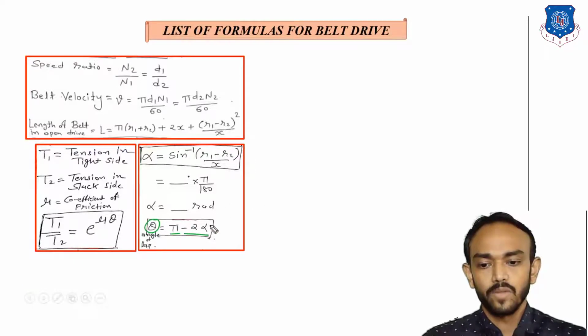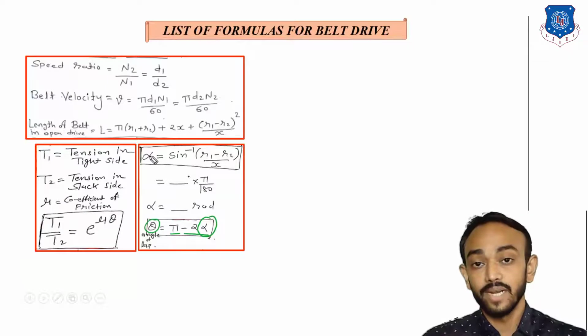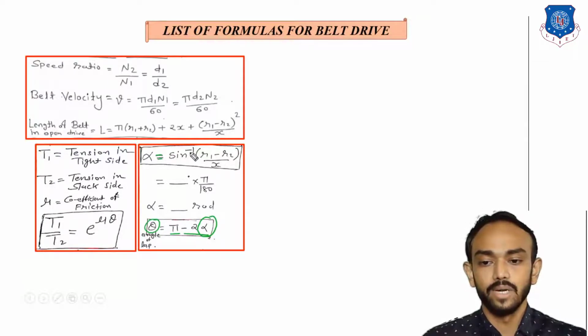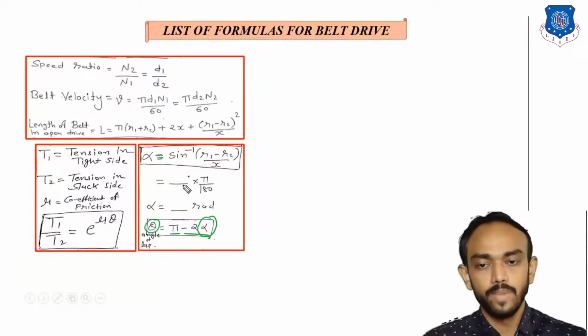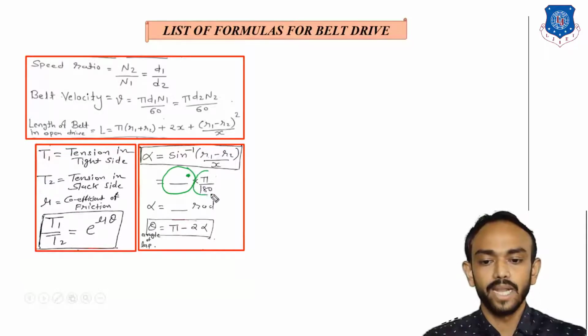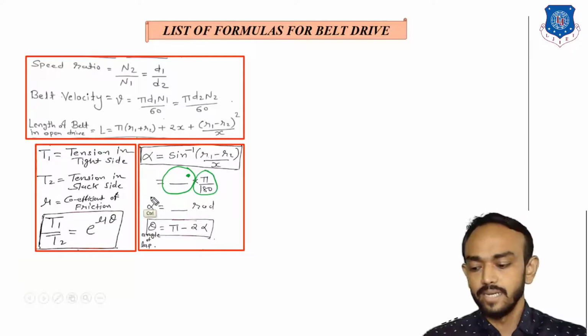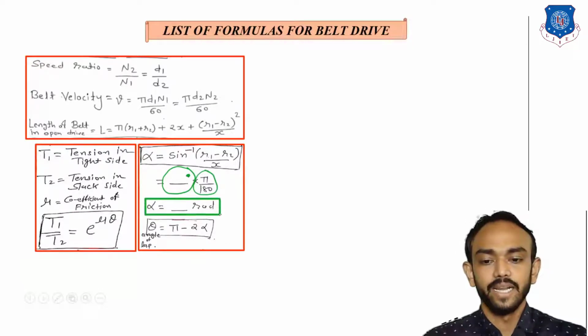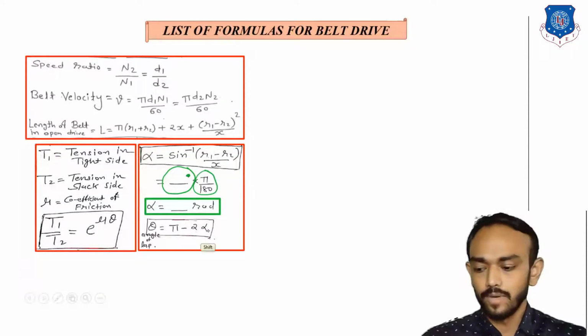If we can find alpha, we can find it by the geometrical relation: sine inverse of (r1 minus r2) by x. If we are solving a cross belt example there will be plus, and if it is an open belt there will be minus. So we have to remember where to change for the cross belt. Whatever answer you find for alpha will be in degrees, so we have to convert that to radians by multiplying by pi upon 180. Then theta is equal to pi minus 2 alpha.